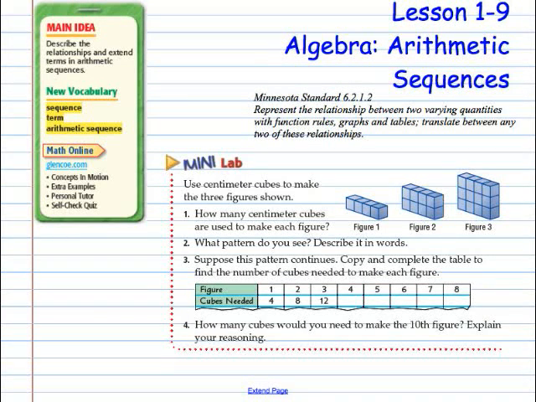This is lesson 1-9, arithmetic sequences. In this lesson, we're going to describe the relationships and extend terms in arithmetic sequences.